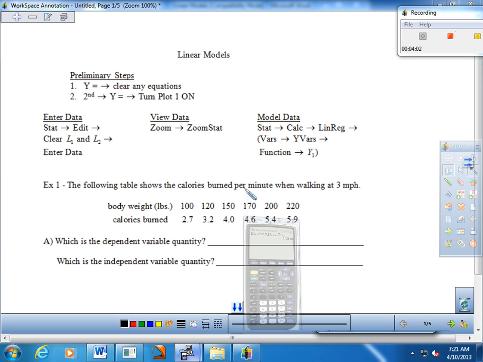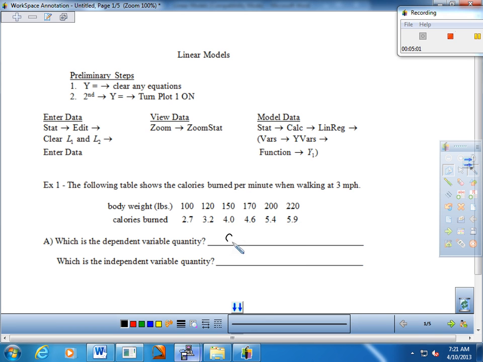I would phrase this as the number of calories burned depends on the body weight. So in terms of the dependent variable, I'm going to write calories burned right here. And I'm just going to throw a little y on the back. Remember what we've been kind of talking about. Y depends on x. Y is a function of x. So the calories burned, I would argue, is the dependent variable. And body weight, of course, as a result, would be the independent variable.